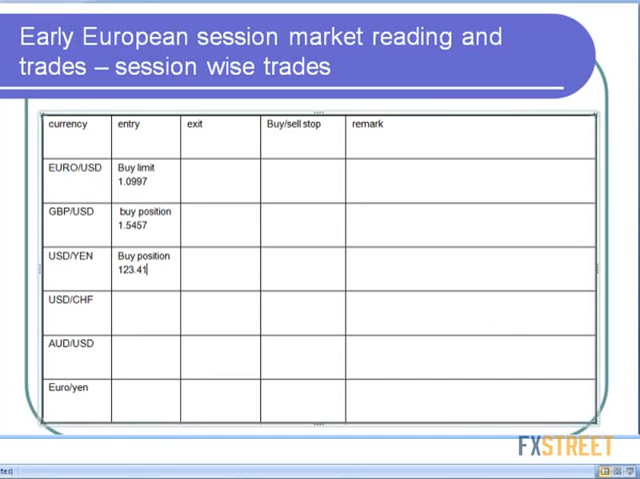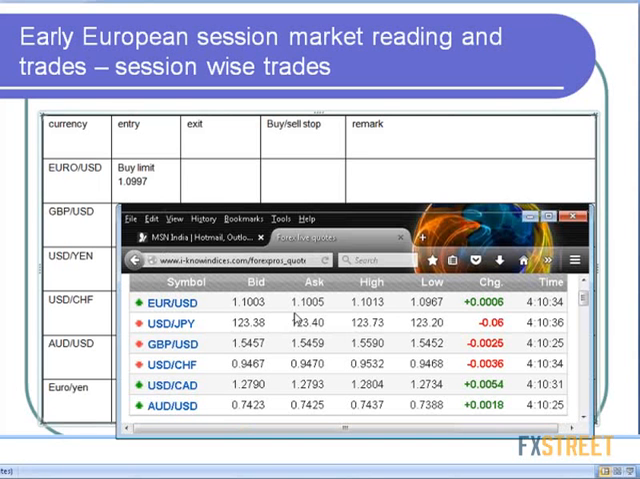Okay. So two positions I have taken, and one I kept as a limit order to get filled, to fine tune our entry. If it is not getting filled in about 10 to 15 minutes of observation, then I'll try to take it at the market.